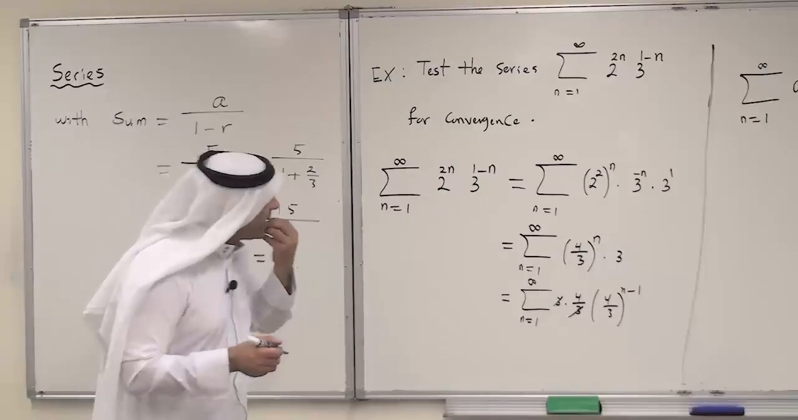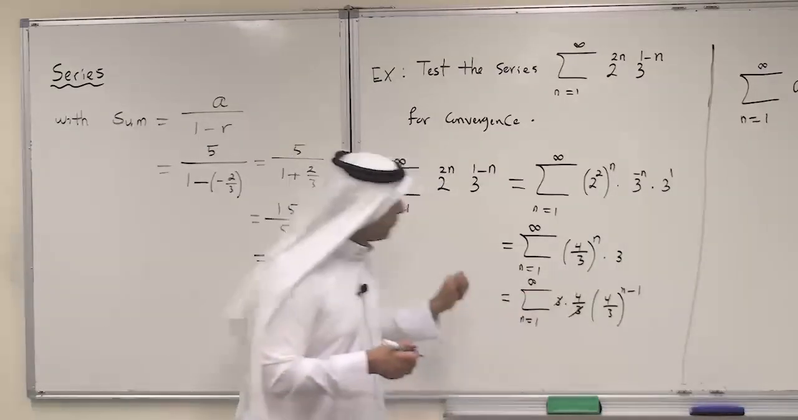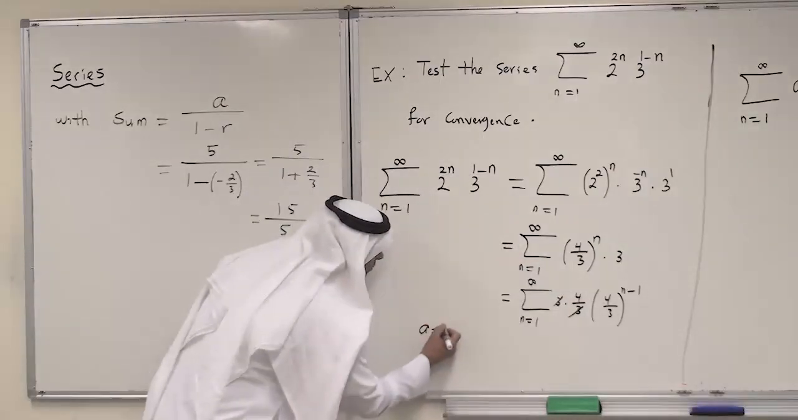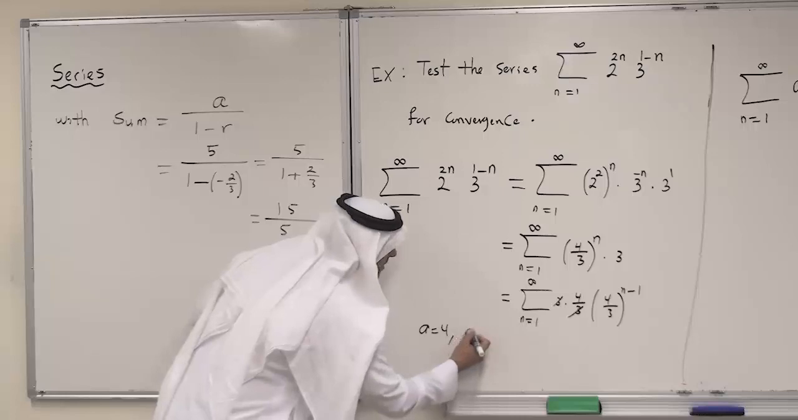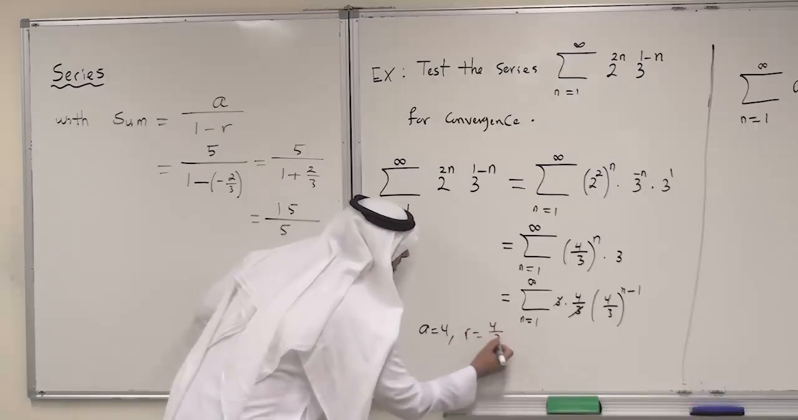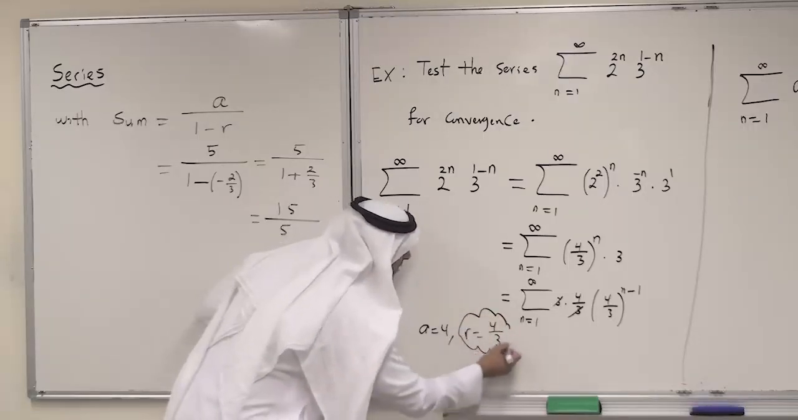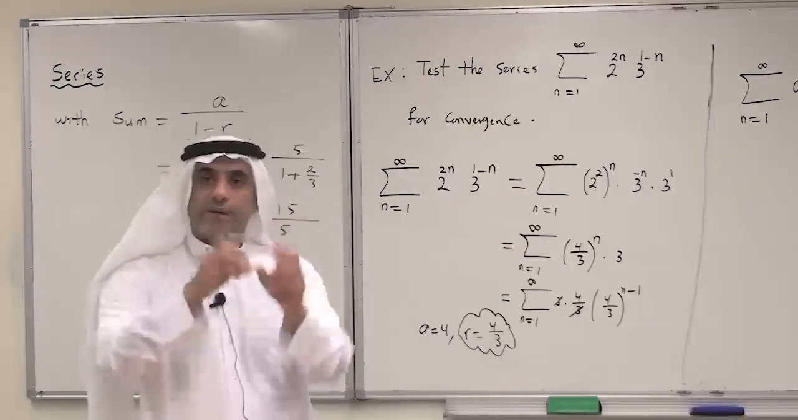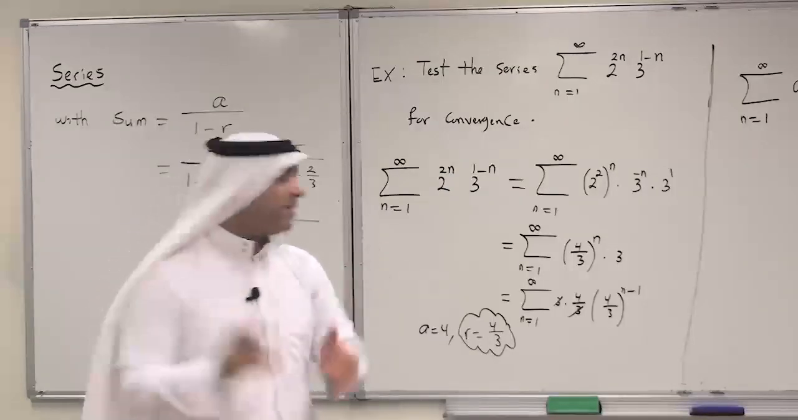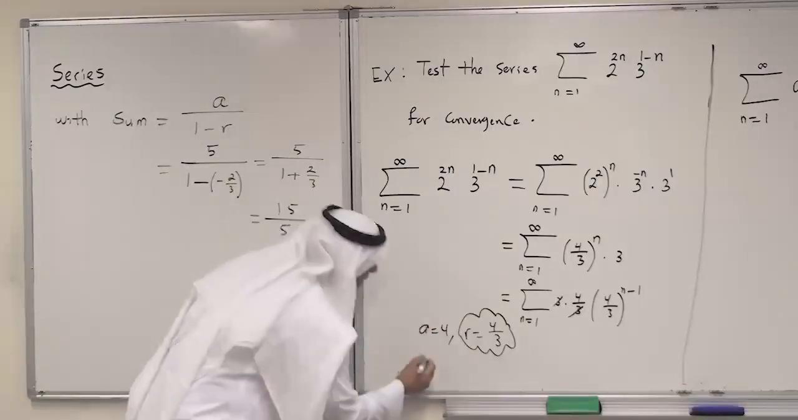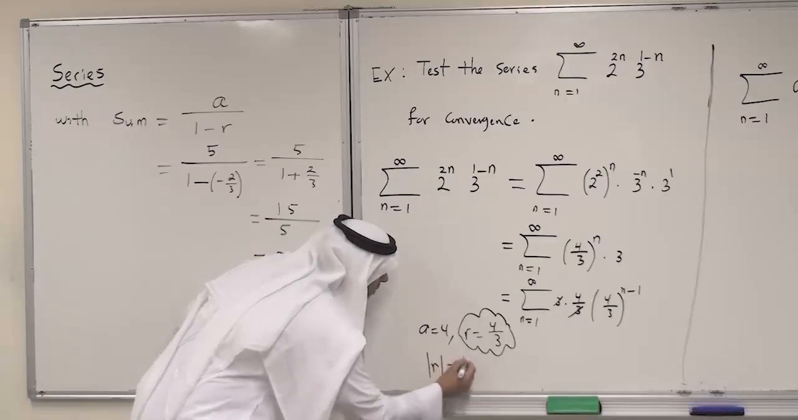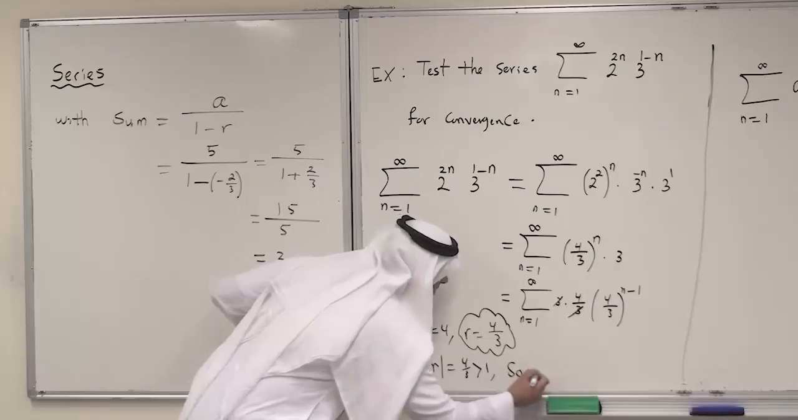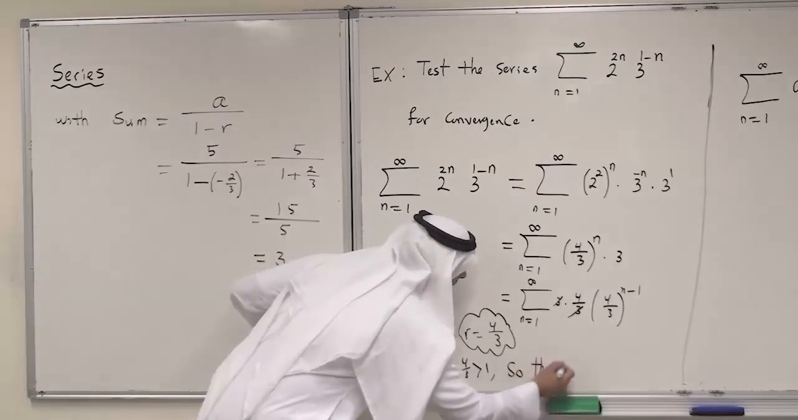You can read clearly that the value of A is equal to 4, and the value of R is equal to 4 over 3. Actually, this is the most significant part we need. Because once the absolute value of R is less than 1, the series is convergent. Whenever it is greater than or equal to 1, it is divergent. And clearly here, the absolute value of R is equal to 4 over 3. That's greater than 1. So the series is divergent.